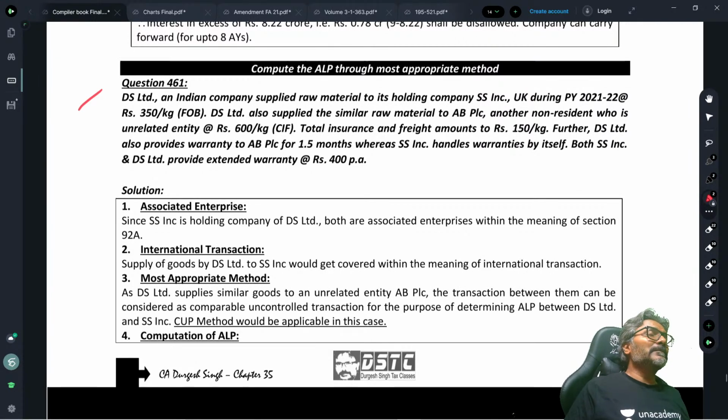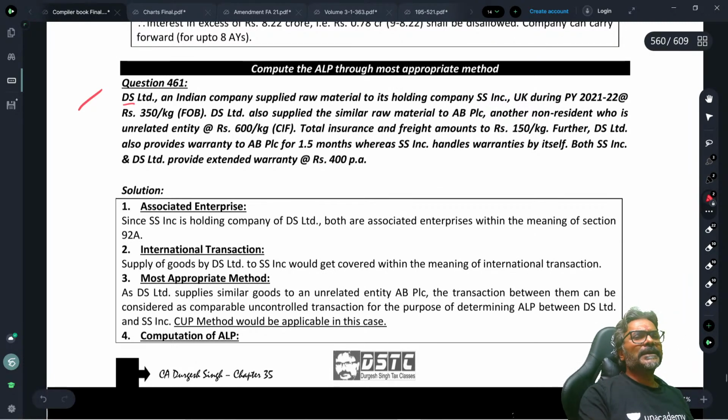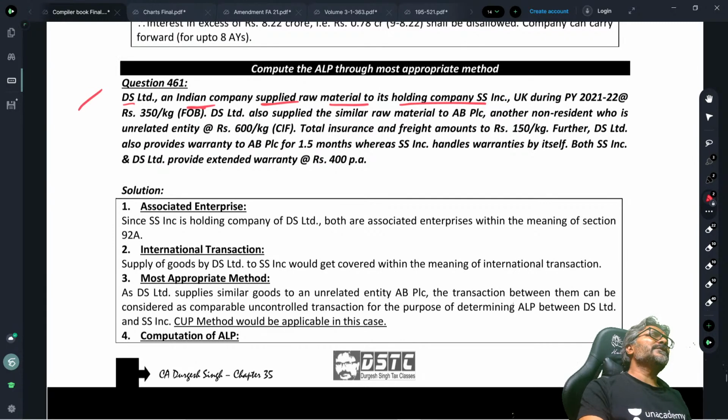Now, students, you may be aware of this particular method, but at least pay attention for the last time, because this is actually the base for my explanation of the other methods also. Just pay attention once, students. Once you have confirmed through the data of the question that yes, this is an international transaction, just figure it out, students. Is this an international transaction? There is DS Limited, an Indian company, who has supplied the raw material to its holding company. Now is it a transaction between associate enterprises?